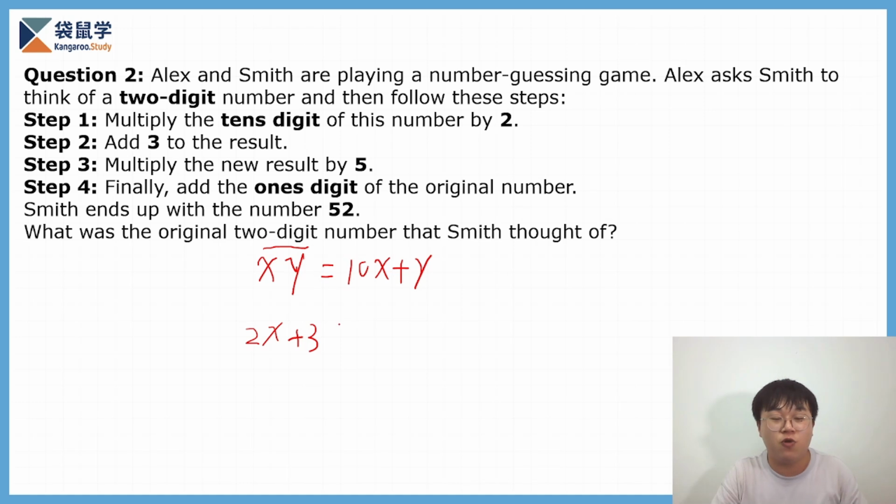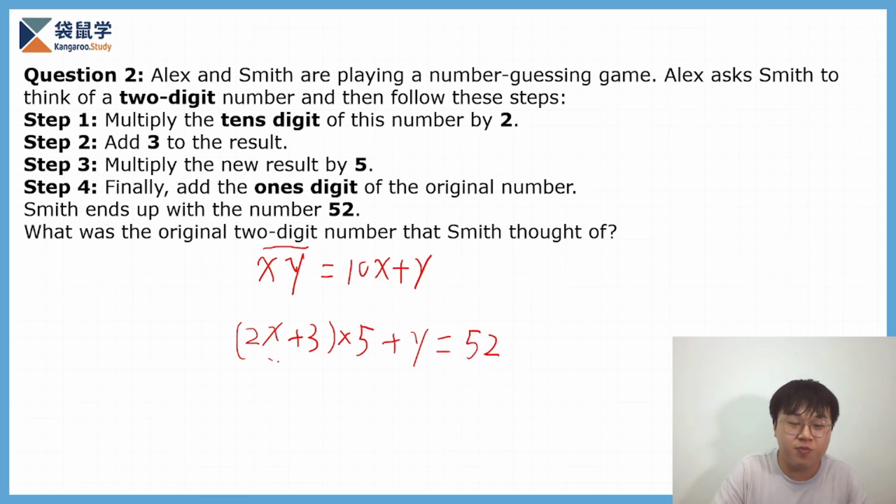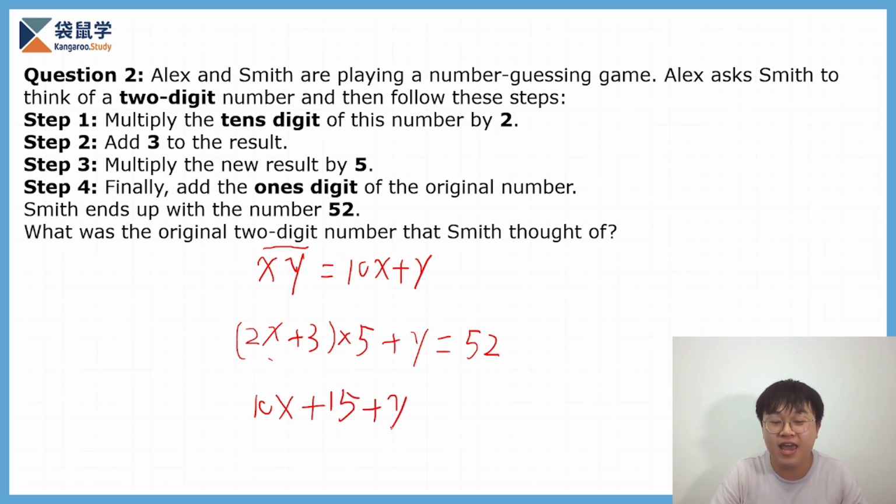And we multiply the new result by 5. So we add a bracket and times 5. And finally, we add the 1st digit. We add the y, and we get number 52. And we can just simplify the form here. We can remove the brackets. So here it will be 10x plus 15 plus y equals 52. And what we need to do is just find the value of 10x plus y.